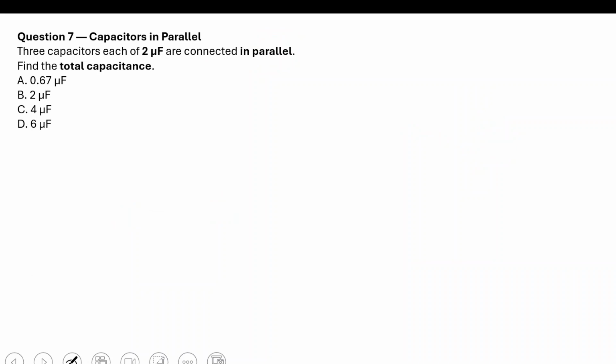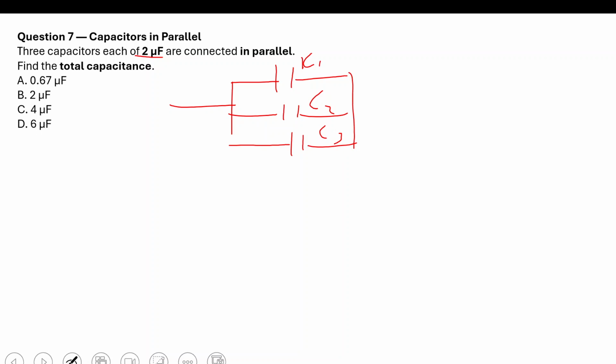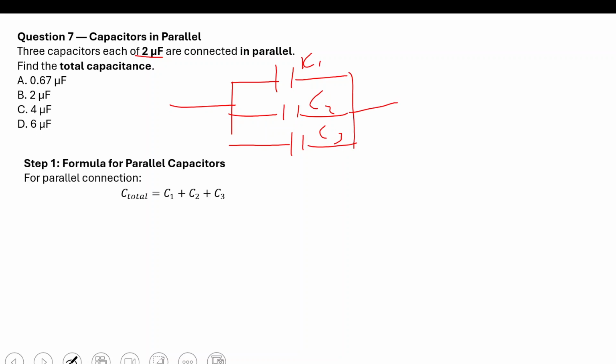Okay, the next one is looking at capacitors in parallel. The question says 3 capacitors, each of 2 microfarad, are connected in parallel. So this is a parallel connection. That's how it looks like: capacitance C1, then in parallel capacitance C2, and capacitance C3. We're asked to find the total capacitance. For parallel connection, the total capacitance is the sum of each of the capacitances. So C1 plus C2 plus C3 will give us the final answer. Each of them is 2 microfarad, so it's 2 plus 2 plus 2, which gives us 6. So 6 microfarad is the answer here.